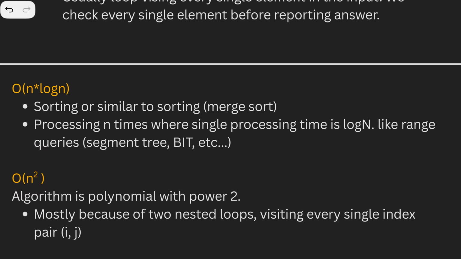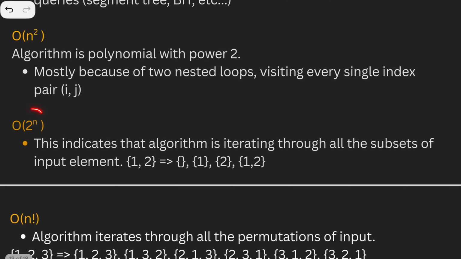After that we have n square time complexity. Now this is a polynomial time complexity with power 2. This mostly happens because of two nested loops, and we are visiting every single combination of pair i and j. Then we have 2 power n, which indicates that we are iterating through all the subsets of the input. Like let's say this is the input that we have, 1, 2, and we are iterating through all the subsets of this particular input. 2 to the power n means most likely our algorithm is iterating through all the subsets of input elements.